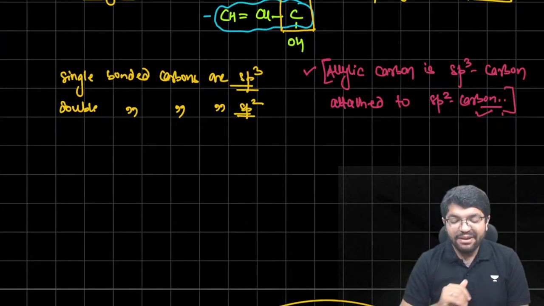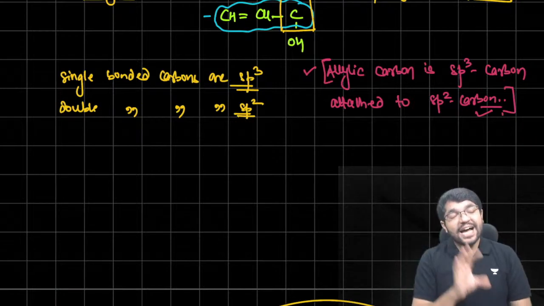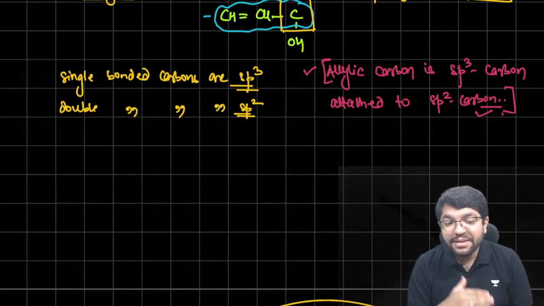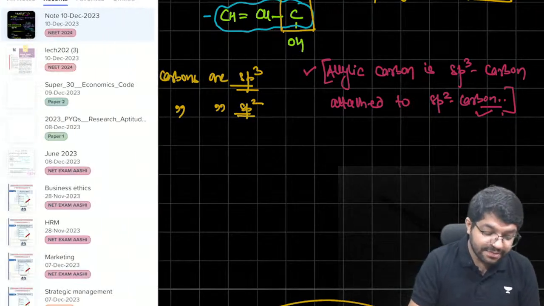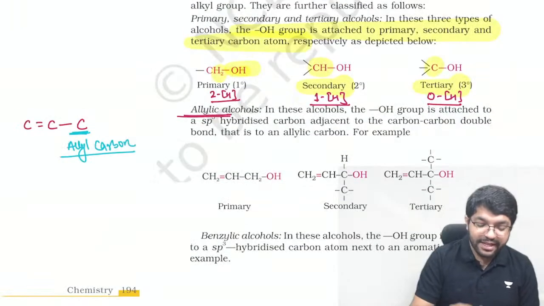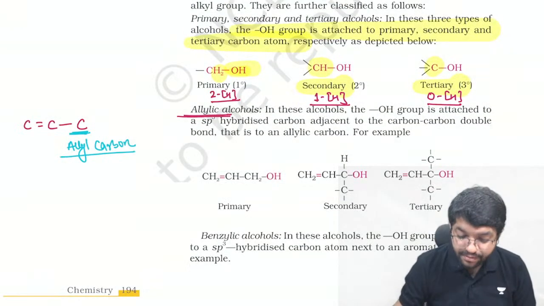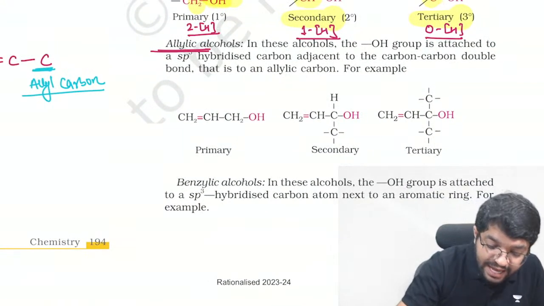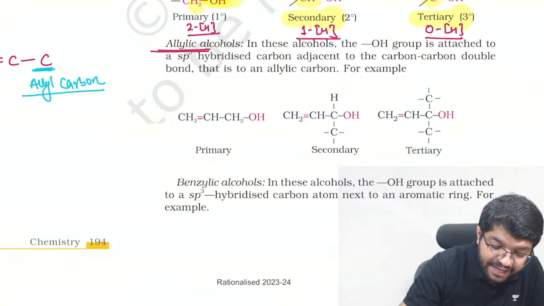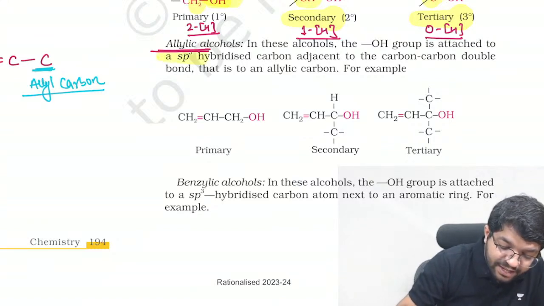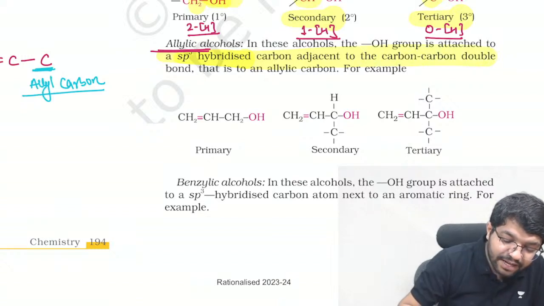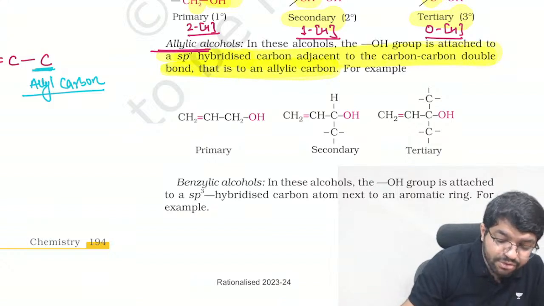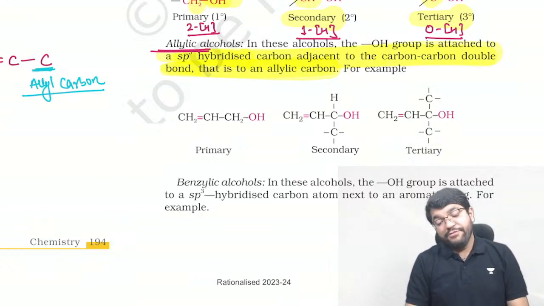So that way, now the allylic carbons are the sp3 carbons directly attached to sp2 carbons. Now back to the NCERT, sir. In these alcohols, the OH group is attached to an sp3 hybridized carbon adjacent to the carbon-carbon double bond, that is, to an allylic carbon. Most important statement. Very important.